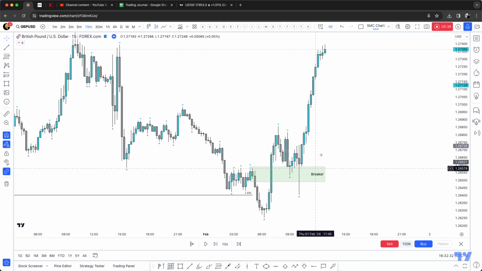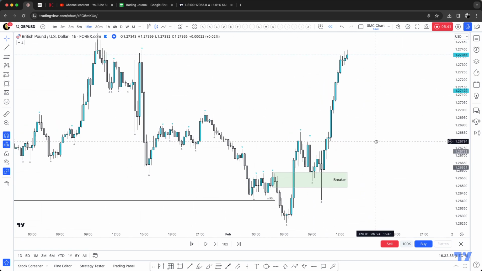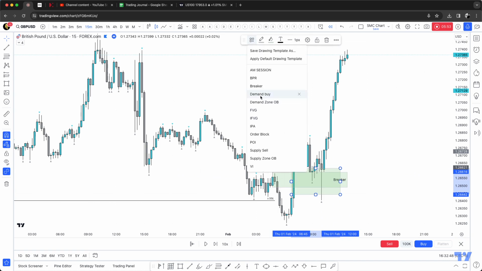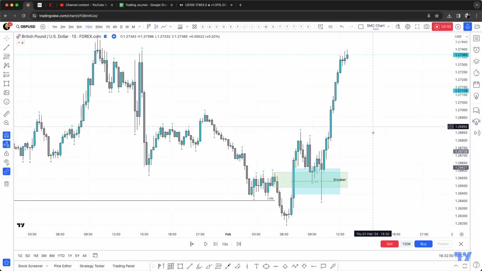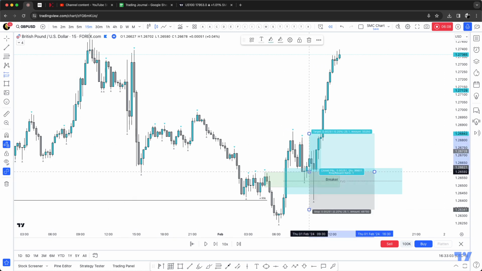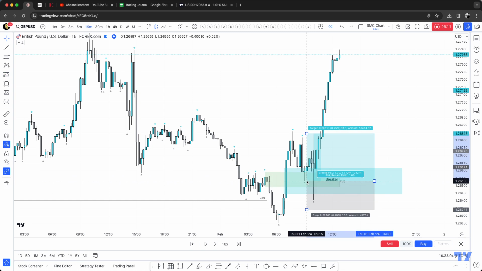Okay. Now, the cool thing about this particular setup, if you don't know, there is a setup called the unicorn. Right here we're actually having a fair value gap on top of a breaker block. This is usually known as the unicorn. So you could have entered anywhere inside here, if you wanted to take the buy on the breaker block or at 50% of the fair value gap. Anywhere inside here, it's a nice position to take.